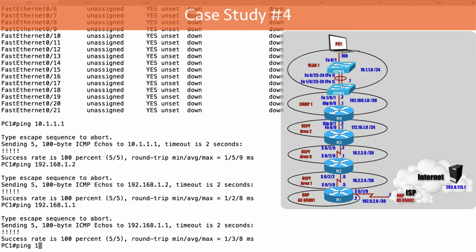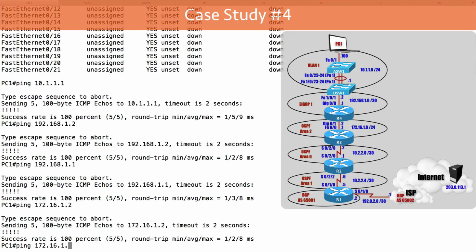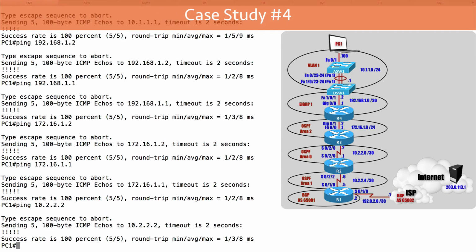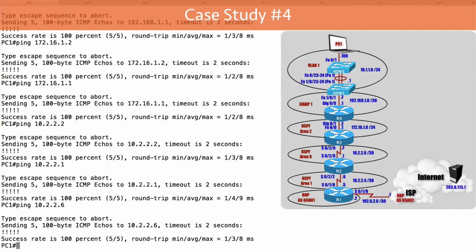Let's now try pinging the egress interface on R4. That's 172.16.1.2. That works. What about the ingress interface on R3? We can reach that. What about the egress interface on R3? That is 10.2.2.2. That works. What about the ingress interface on R2? That is successful. What about the egress interface on R2? That also is successful. What about the ingress interface on R1? And we're able to get all the way to router R1. I wonder, can I reach the egress interface on R1?